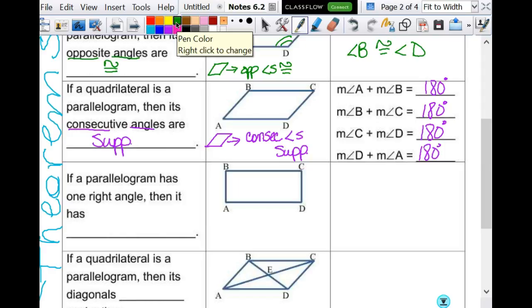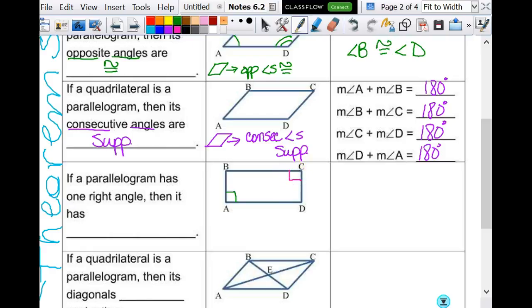Now, this next one doesn't actually start off by saying if a quadrilateral is a parallelogram, but it says if a parallelogram has, so clearly you still have to have a parallelogram. And we didn't directly talk about this one with that picture, but the things we did talk about can help us here. It says if a parallelogram has one right angle, then it has blank. All right, so let's say that angle A is a right angle. Then what can you tell me about angle C? It's congruent to angle A, so it has to be a right angle, right?